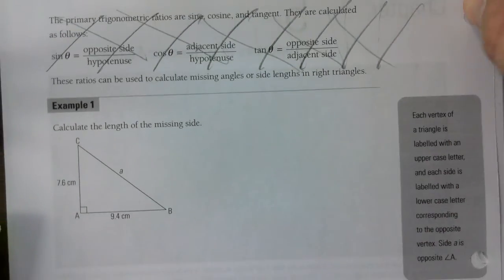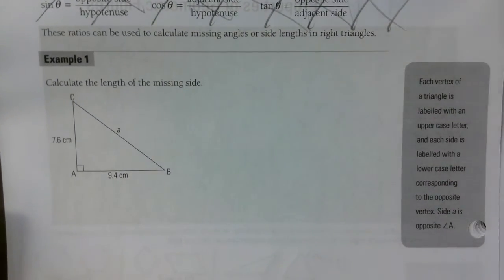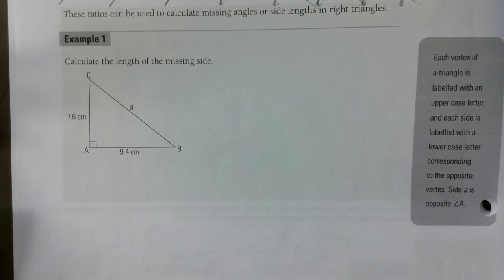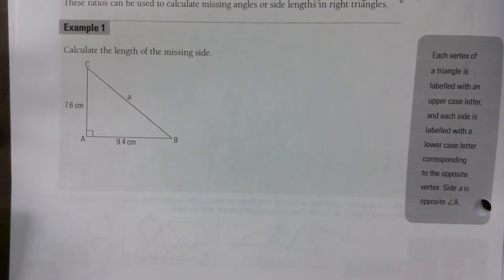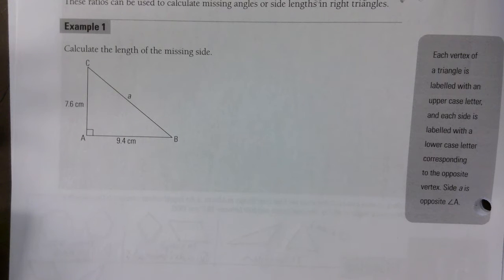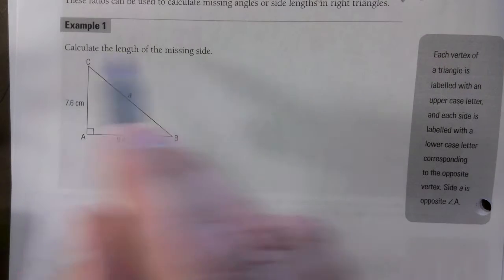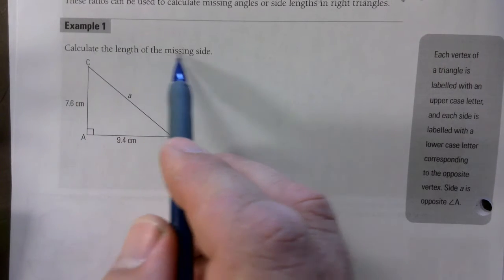The book wants to, but I decided not to because I had students on an exam use SOHCAHTOA on triangles and it doesn't work. Most of the time it will not work because we're not always dealing with right triangles, okay? Example 1, calculate the length of the missing side.